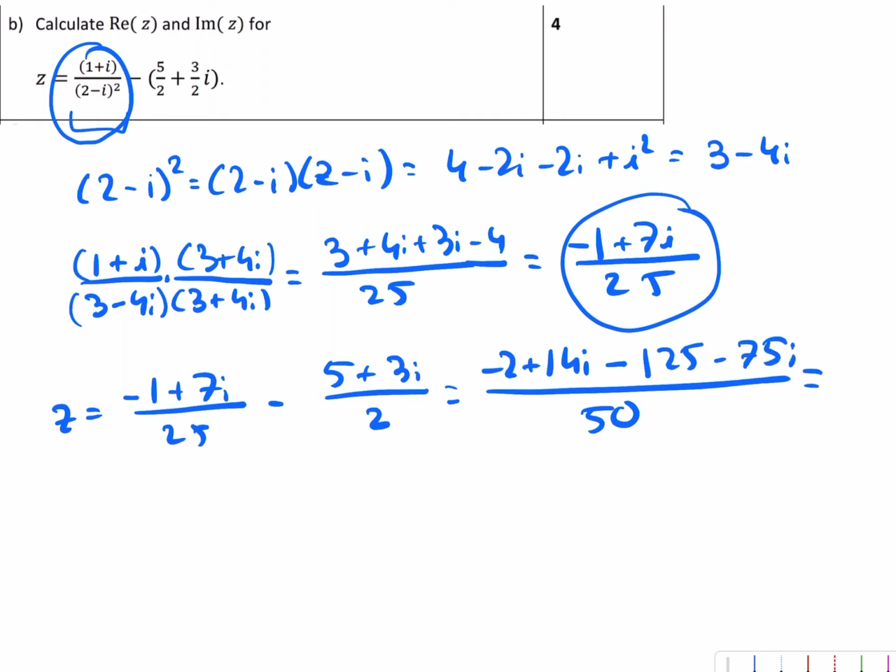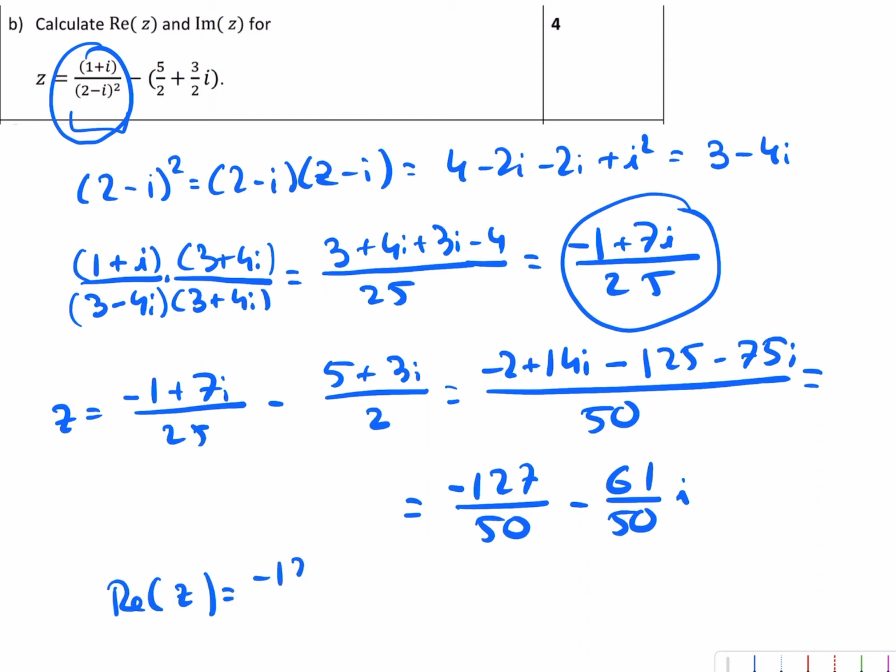And when we expand this, we get minus 127 divided by 50 as the real part, minus 61 divided by 50 i, which implies that the real part of z is equal to minus 127 divided by 50, and the imaginary part of z is equal to negative 61 divided by 50.